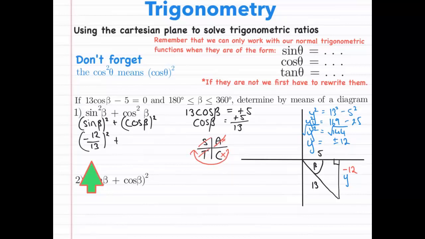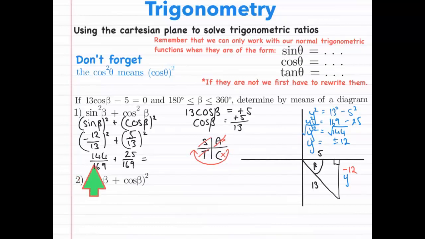And then plus, what is the cosine of beta? We don't have to look that far. We know it's the adjacent over the hypotenuse, and we already know it from there, right? Which is 5 over 13, and we also square it. Now, even though this ratio is negative, when we square a negative sign, it becomes positive. So this will basically be 144 over 169 plus 25 over 169.